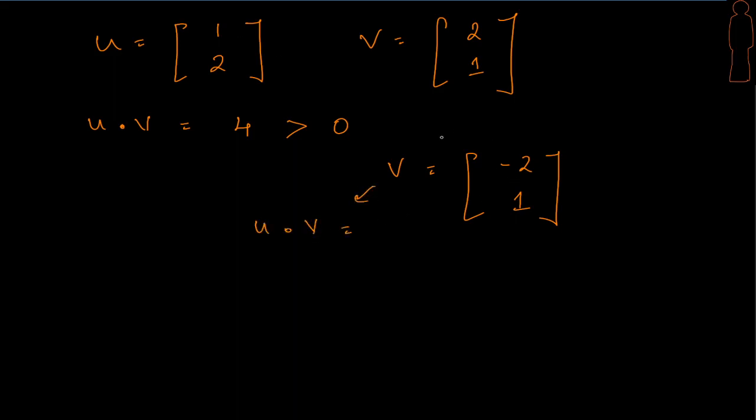What does that tell us? That's a -2 plus 2, that's 0, right? What does that tell us? So if I call this v1 and v2, I'm able to derive that u is perpendicular to v2.